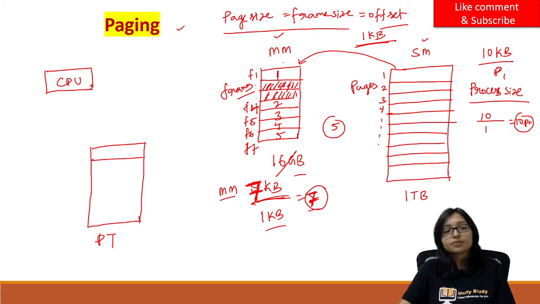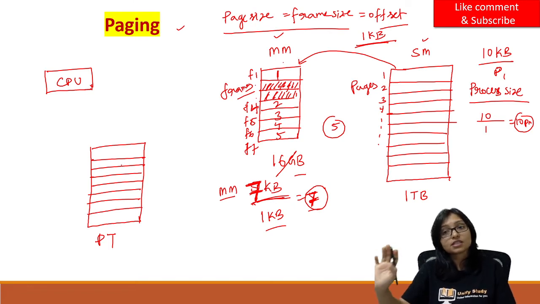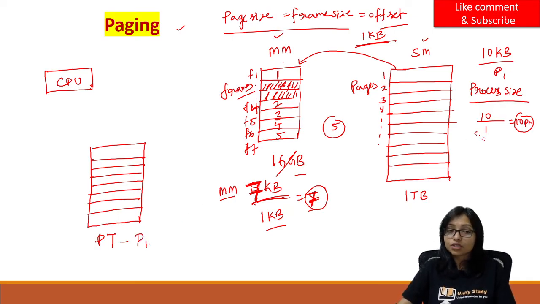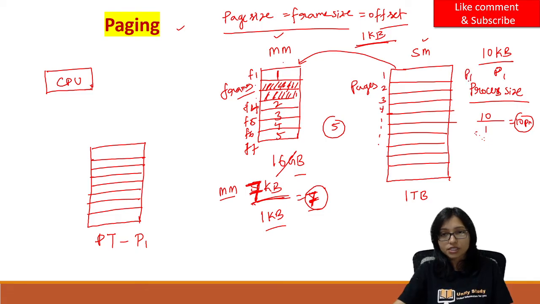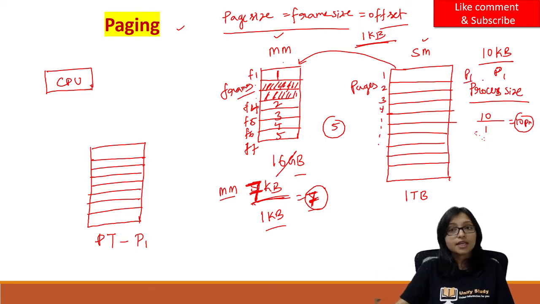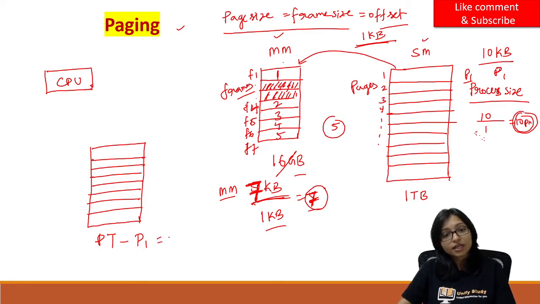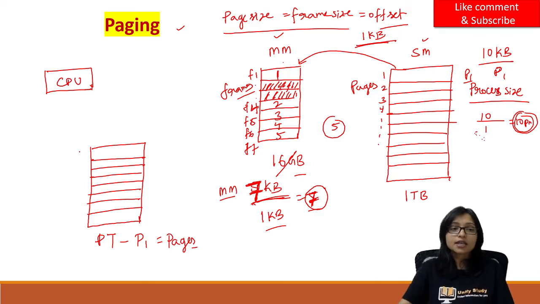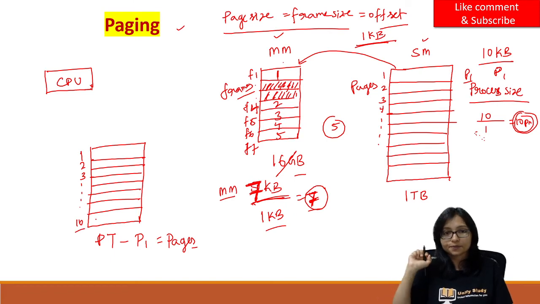Now what will be the page table? In the page table we will store according to the processes. Per process, how many pages were there? 10 pages were there for this process. So this page table is for process number 1. In this page table, the number of entries depends on the number of pages. There are 10 pages, that's why 1, 2, 3 till 10. Total 10 entries will be there.